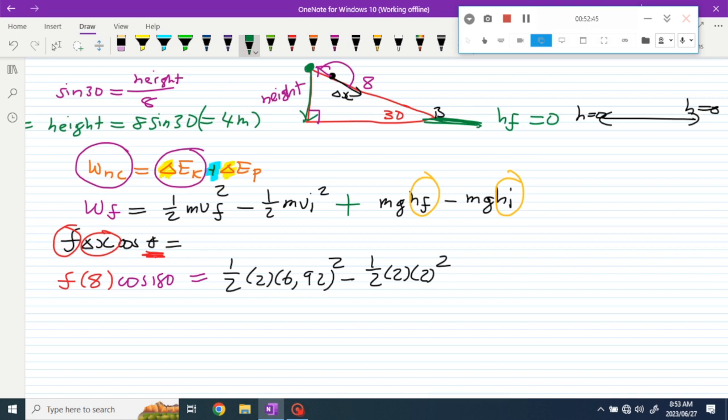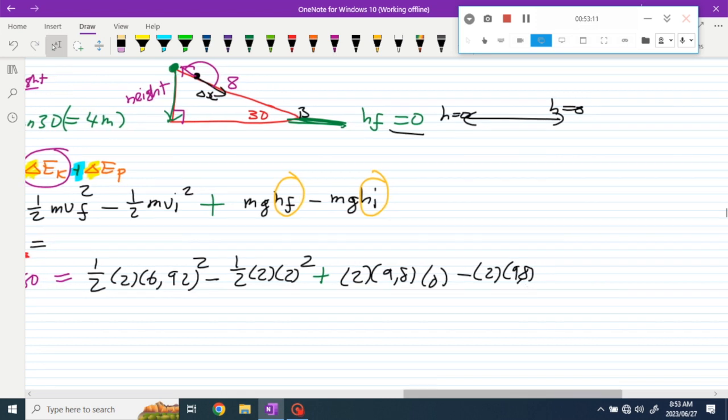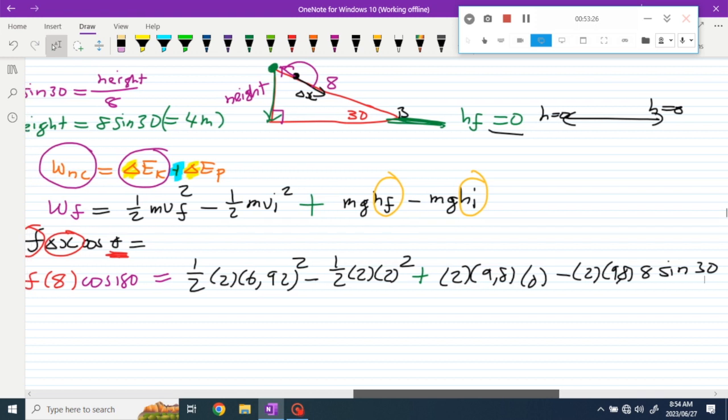So here we plug in our plus sign. The mass is still 2. G over here, we're dealing with scalar quantities. Gravitational potential energy is a scalar quantity. We plug in 9.8. The height in the end is 0. It's on the ground. Minus 2, 9.8. The height in the beginning, I'm going to plug in the whole thing. It's going to be 8 sine 30. And then we have every single thing that we need in the formula.